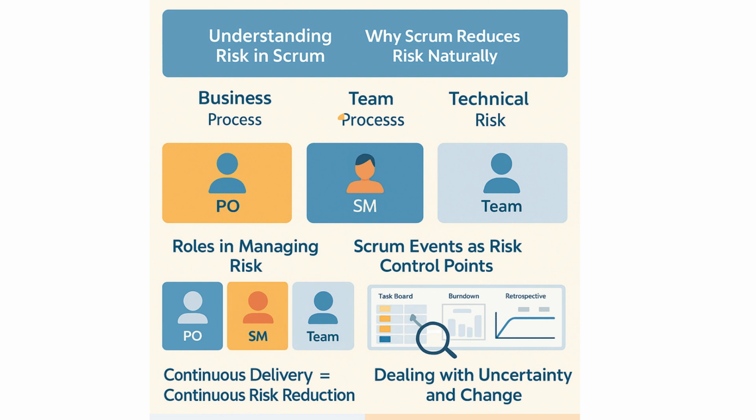Let's think about building a risk-smart team culture. Managing risk in Scrum isn't just about process. It's about mindset. A risk-smart Scrum team encourages open communication and quick action. Team members speak up early when they spot problems. The Scrum Master fosters psychological safety, so people can raise concerns without fear. And retrospectives turn every setback into a lesson learned. This culture of honesty and learning keeps risk under control naturally, not through documents, but through behavior.